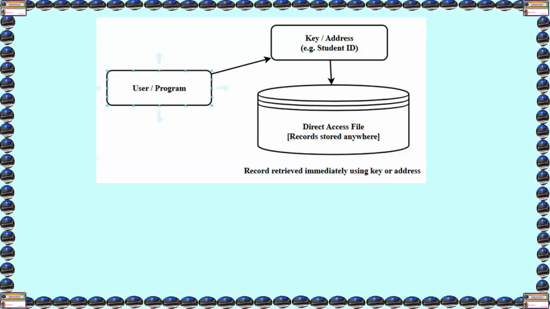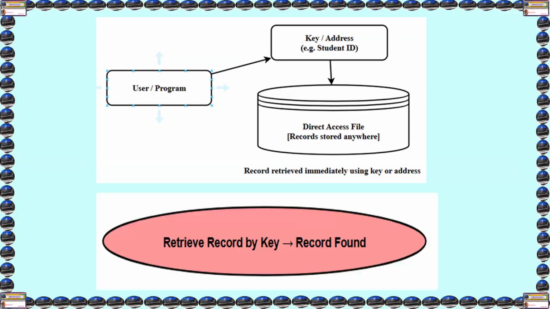It can be illustrated as follows. So we have the user or program, then we have the key or address, for example, student ID, and then we have the direct access file, that is, records that have been stored anywhere within the storage media. So the record is retrieved immediately using the key or address.